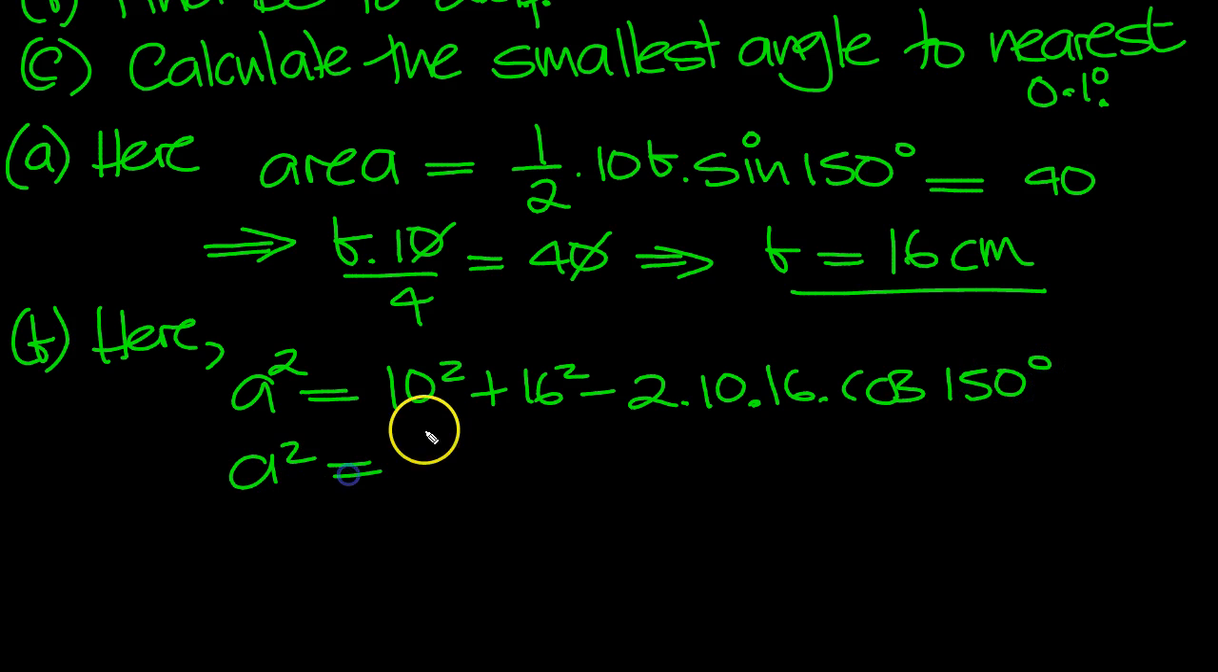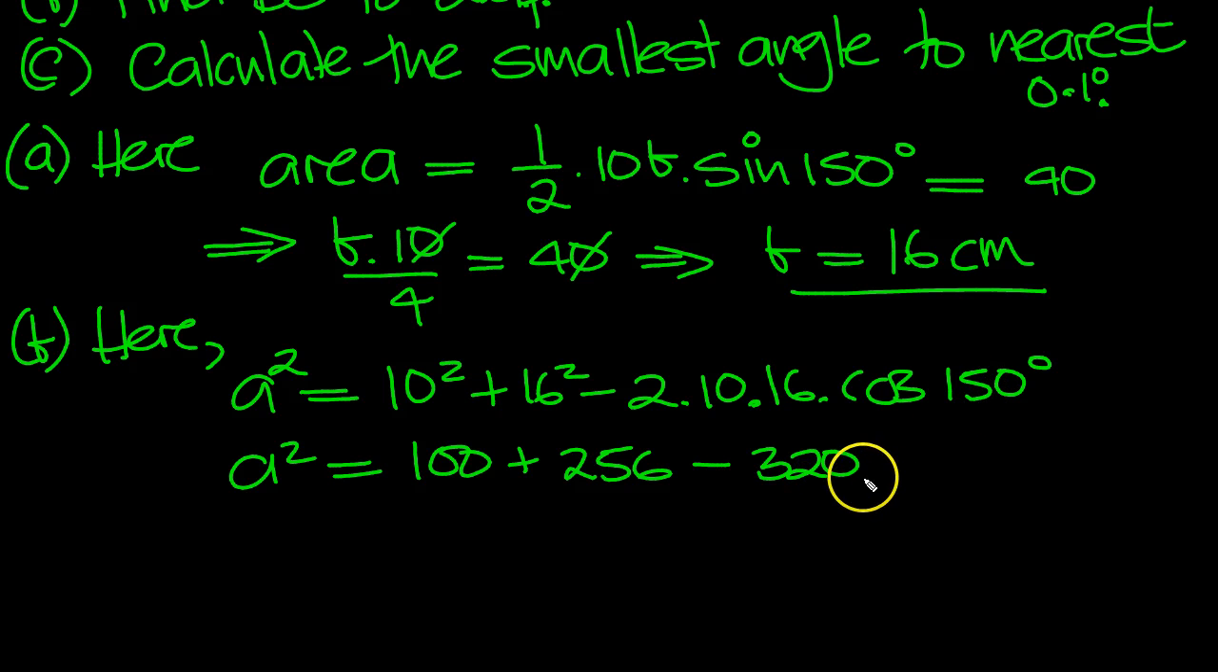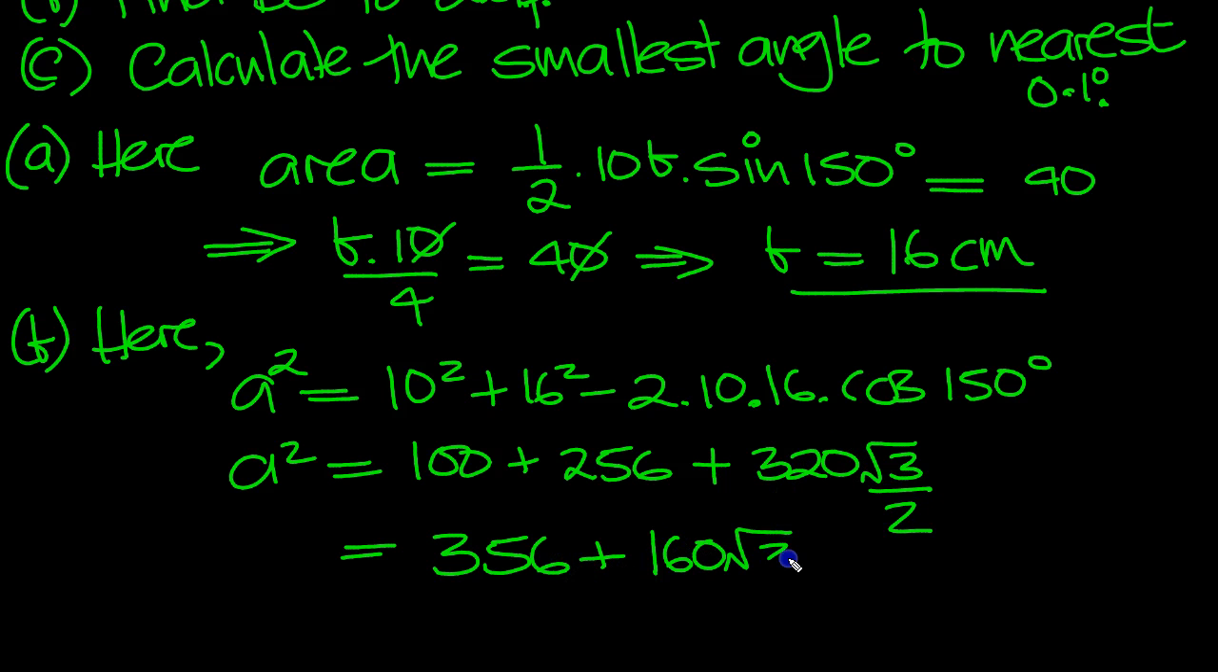So A squared equals then 256 minus, that's 160, 10 16s times 2 is 320. Cosine 150 is root 3, cos 30 is root 3 over 2, but cos is negative in the second quadrant. So you can tap that into the calculator if you need to. So that's 356 plus 160 root 3. So then that tells us what A is when we square root.